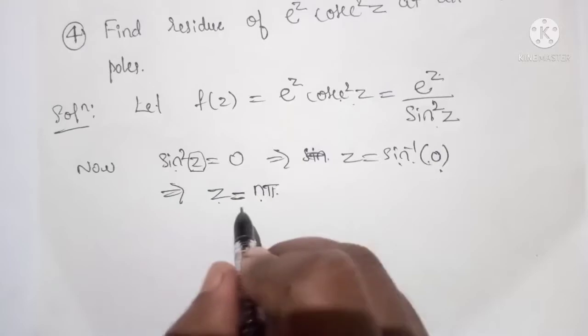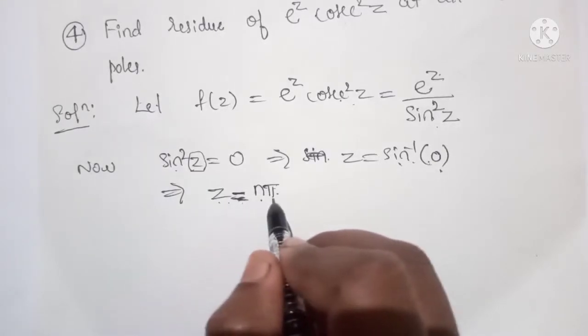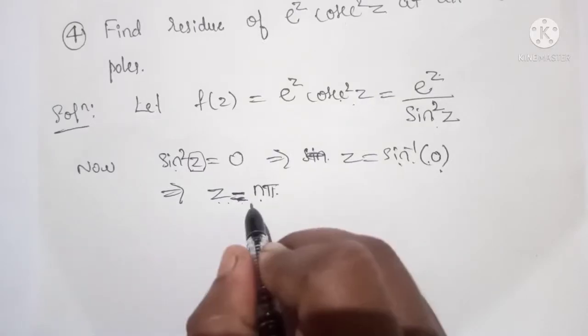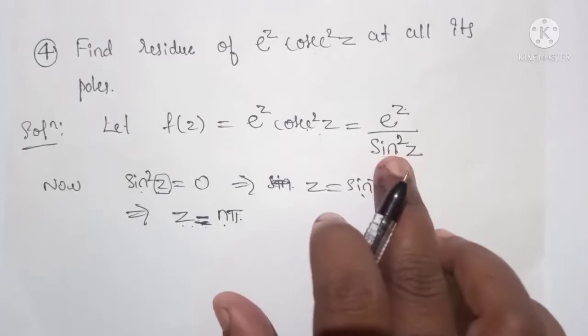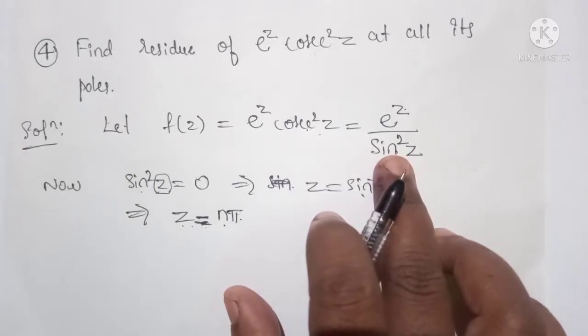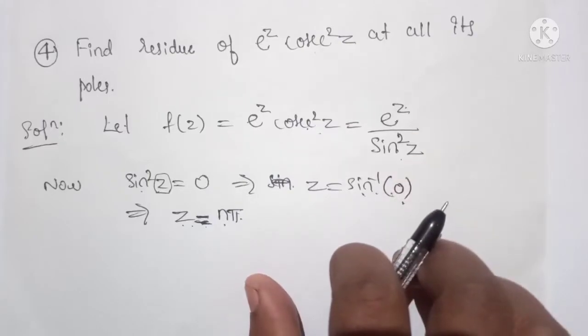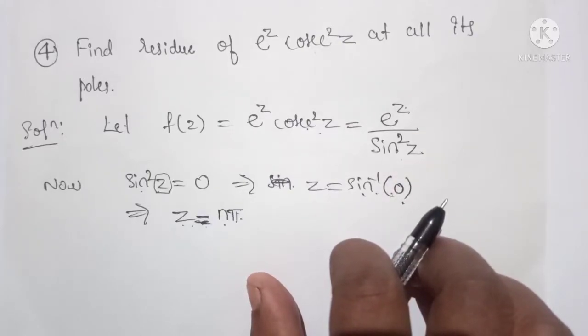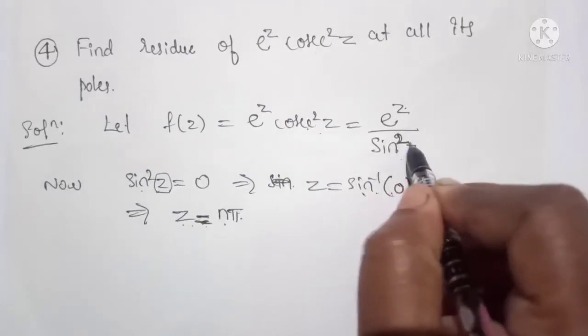Now we need to find the pole at z equals n pi. You can observe the denominator, sin square z. So this is a pole of order, sorry, it is not a simple pole, it is of order 2.